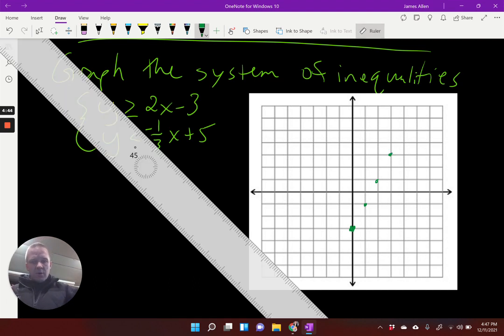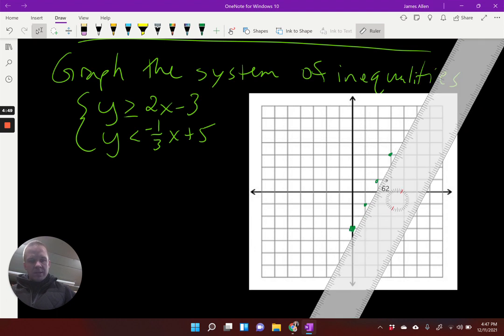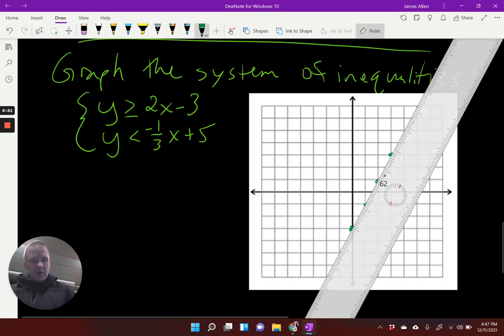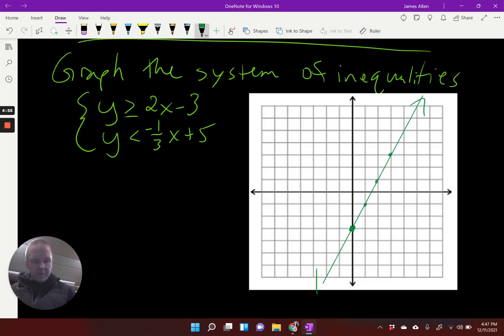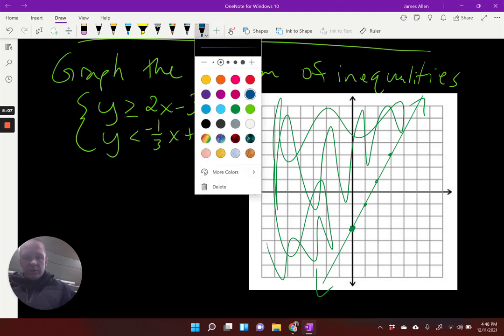Now, is this going to be a solid or a dashed line here? Well, it's equal to, so it is going to be a solid line. Okay. There's my solid line. And I'm going to be shading above that solid line. All that gets shaded. Cool. I like it. Next, I'll do this one in, say, a darker blue we'll go with.